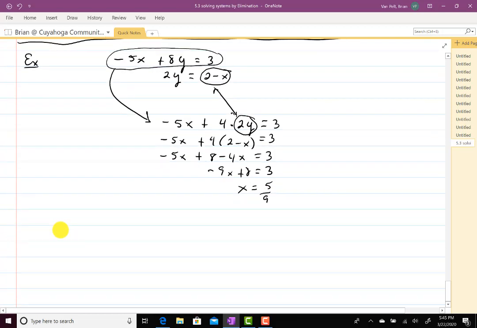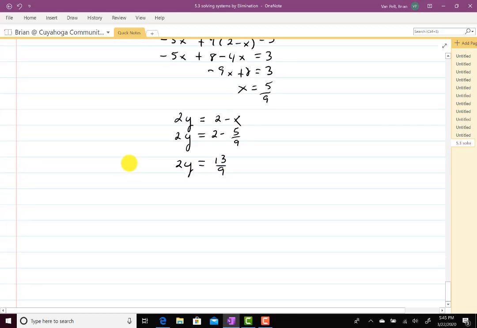Now, unfortunately, I don't have much I can do about the y. We have 2y equals 2 minus x, or 2 minus 5/9. And I'll do the same thing. If I think of the 2 as 18 over 9, I can get a 13 over 9 on the right, and I have a 2y. So you're saving yourself a little bit of work on this part. I would multiply both sides by 1/2, and I'll get y equals 13 over 18, which agrees with what we got last time.